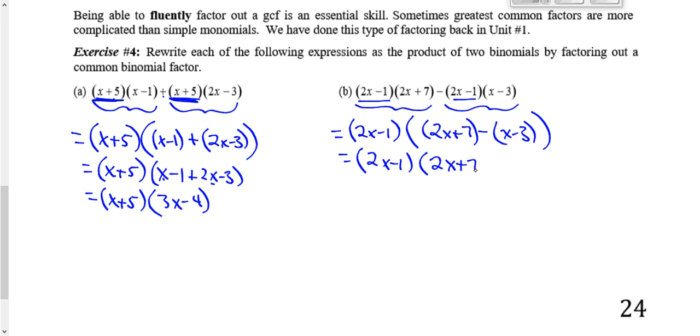And then what? Minus x plus 3. Right? Negative times a negative? Now we combine like terms. 2x minus x is x. 7 plus 3 is 10. Where's the 4? 7 plus 3 is 10.